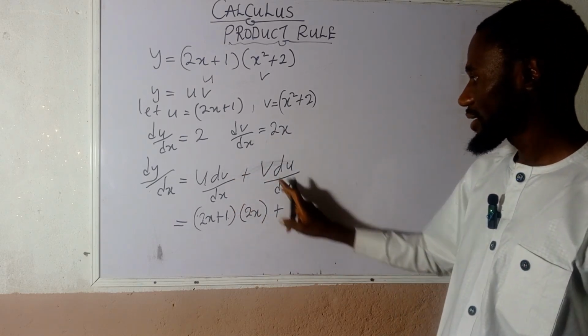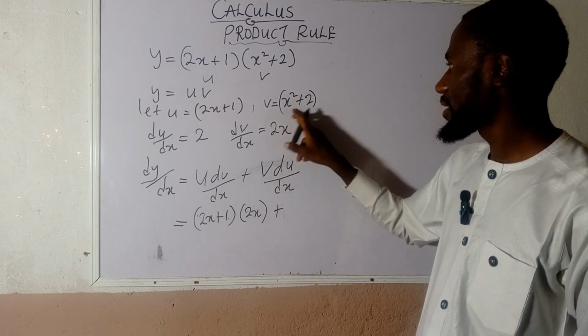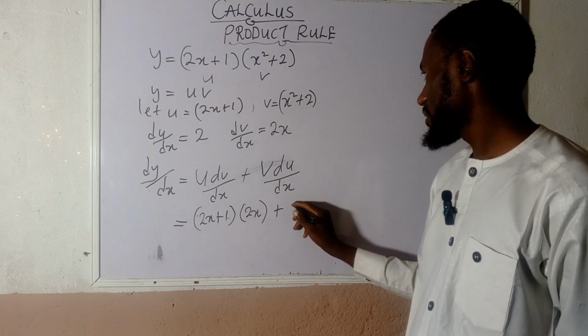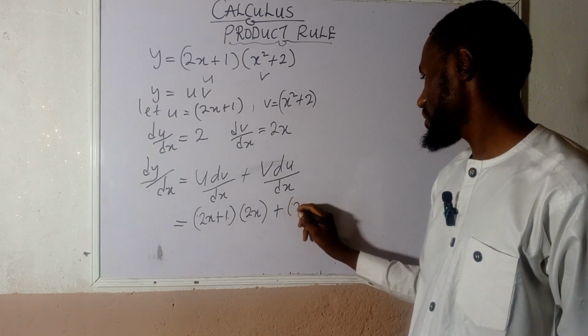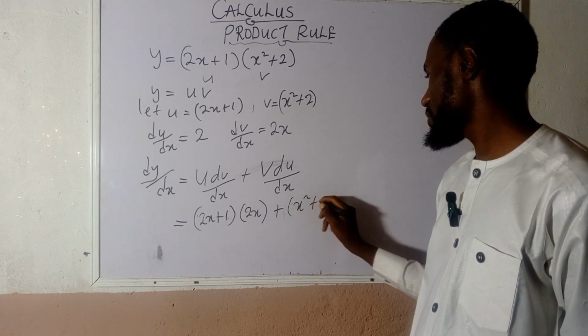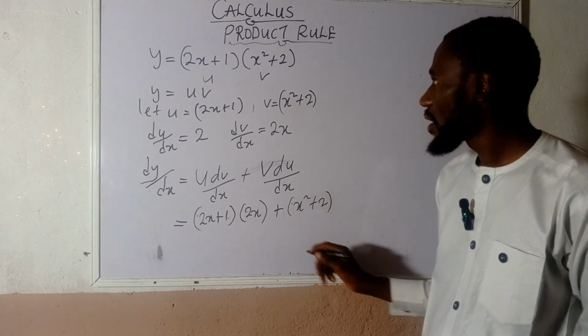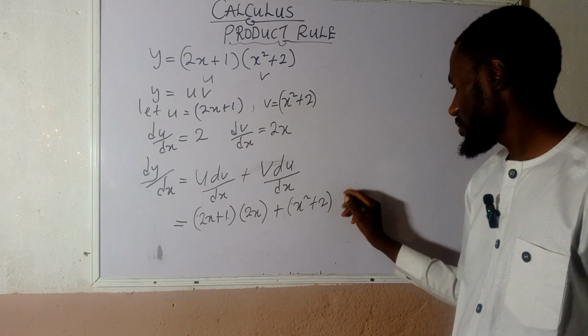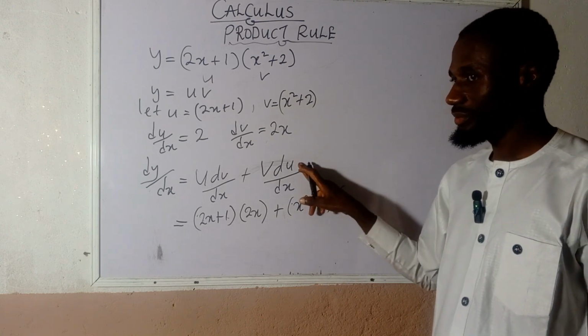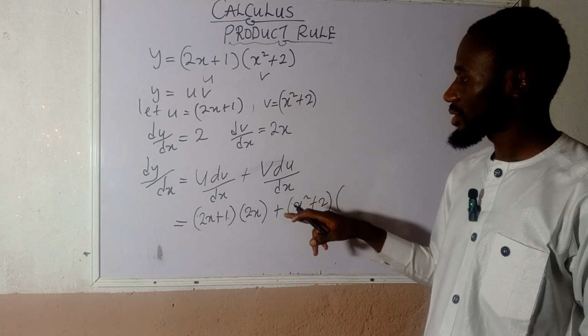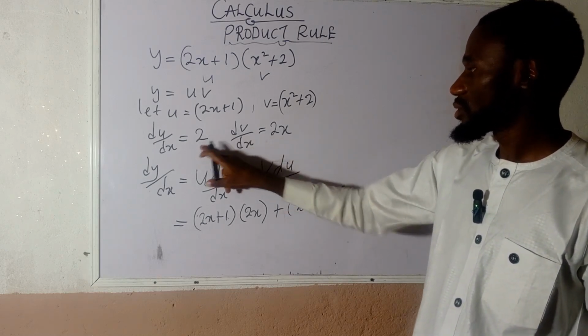And now we take v. v here is x squared plus 2. That is multiplied by du. du here is equal to 2.